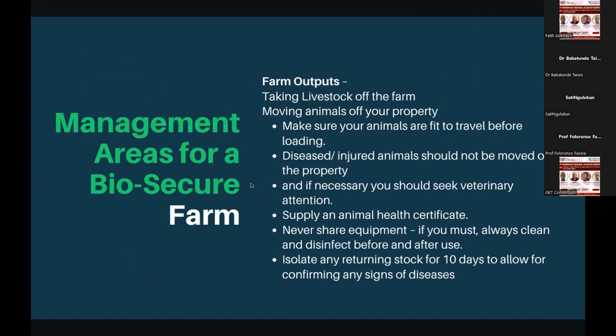If you're taking your livestock away from your farm, part of the measure is that you also need to certify that the livestock you're taking out of your farm is fit to travel, is fit for the market.